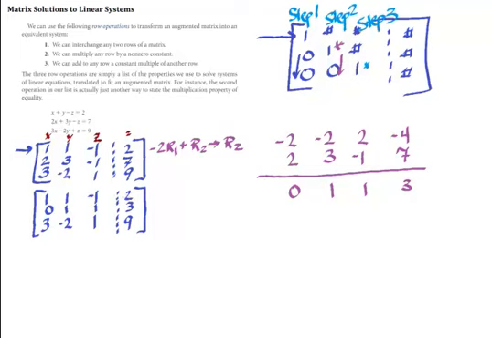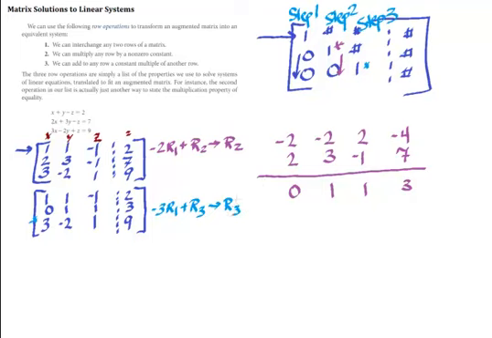1, 3. Perfect. The next thing I'm going to do is get this guy right here to be a 0. How I'm going to do that is -3 times row 1, and I will add that to row 3, and this will replace row 3.